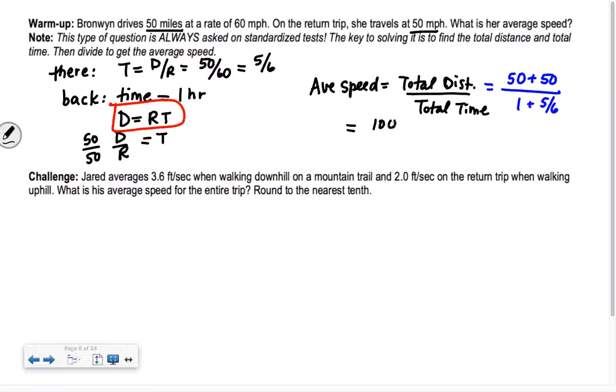So we get 100 over 1 plus 5/6. So I'm going to combine those. I'm going to have 6 over 6 plus 5 over 6. So we get 11 over 6. You could also do the 1 and 5/6 trick: 1 times 6 plus 5. Do you guys all remember that?